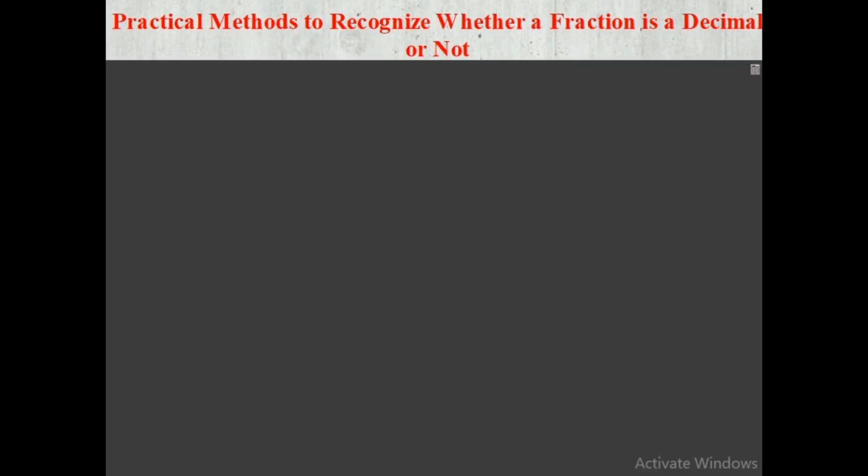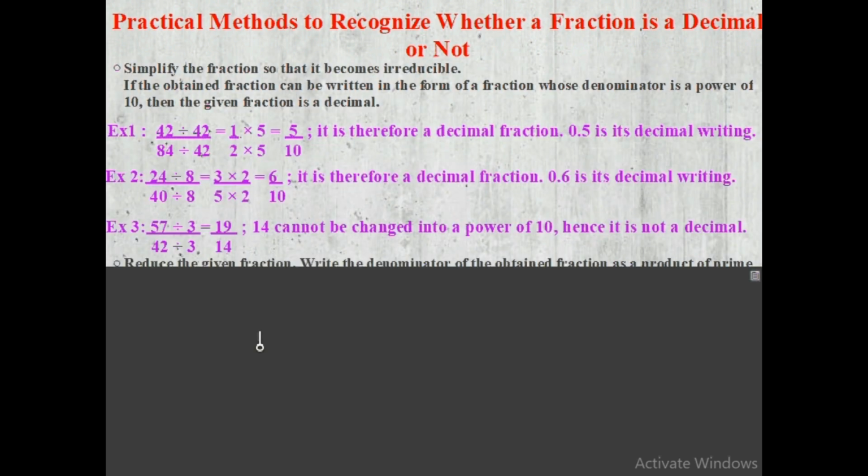Practical methods to recognize whether a fraction is a decimal or not. The first method is to simplify the fraction so that it becomes irreducible. If the obtained fraction can be written in the form of a fraction whose denominator is a power of 10, then the given fraction is a decimal. In the first example, the irreducible fraction of 42 over 84 is 1 over 2. 1 over 2 is equal to 5 over 10. It is therefore a decimal fraction.